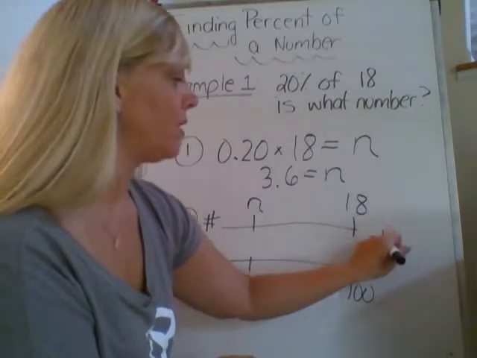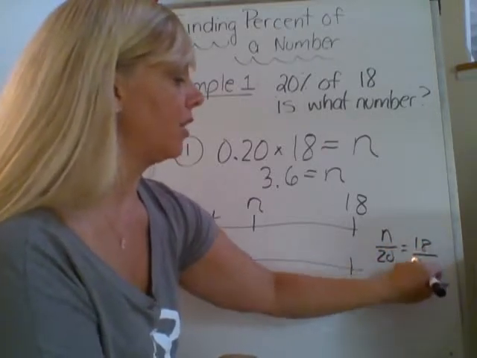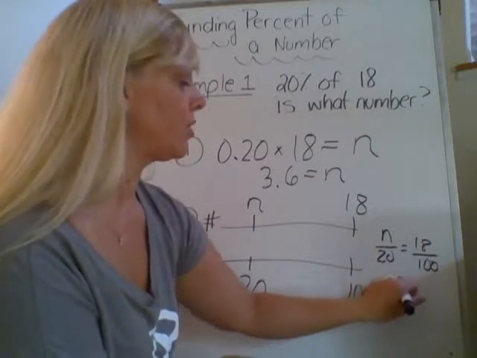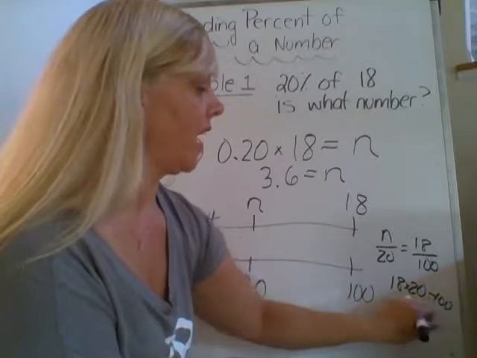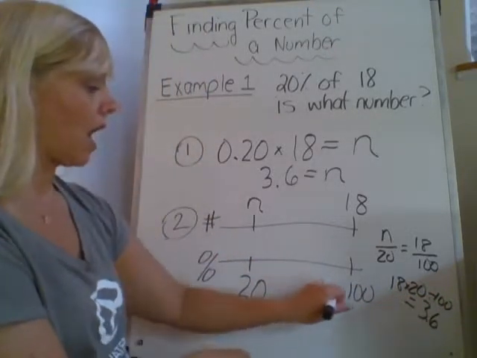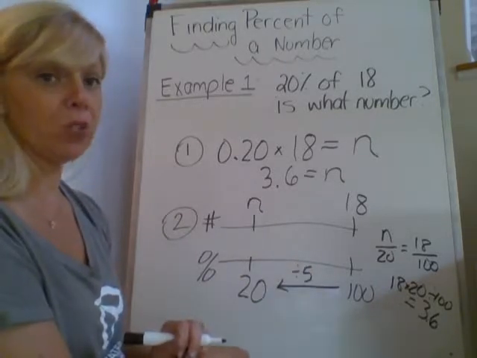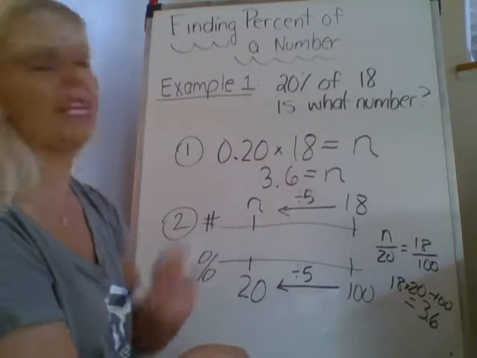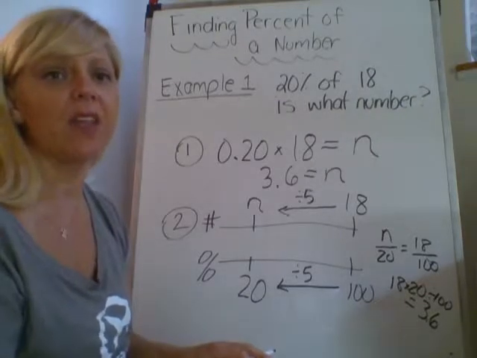If I set it up, I'm going to do n over 20 is 18 out of 100. I multiply the 18 and the 20 and divide it by 100, and I get 3 and 6 tenths. Or I know that 100 is being divided by 5 to make 20, so I take the 18 and divide it by 5, and I get 3 and 6 tenths. Okay, let's do another problem to see how this works.